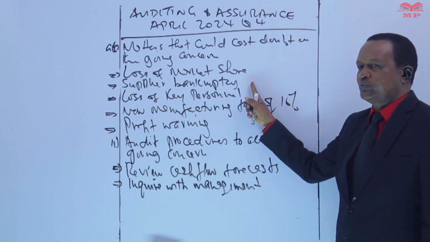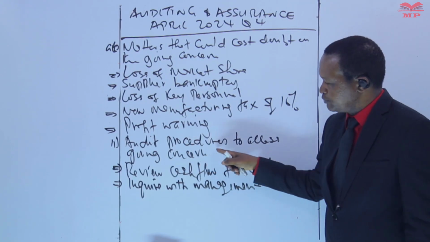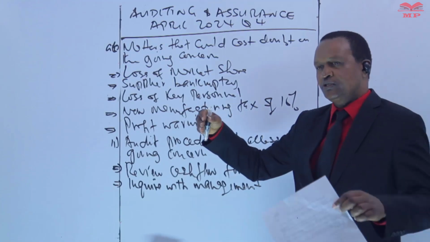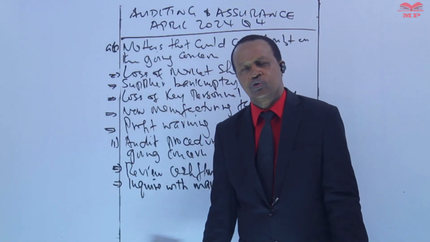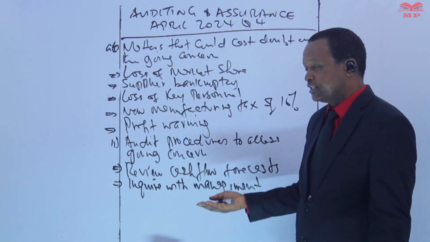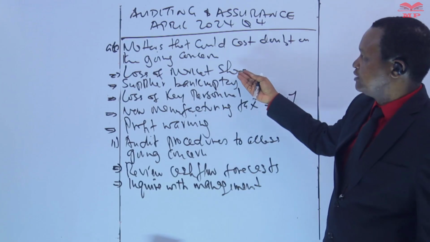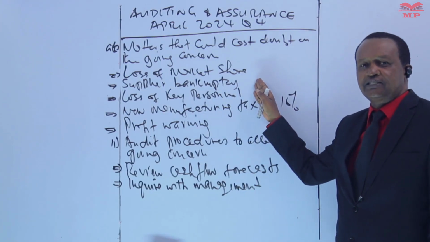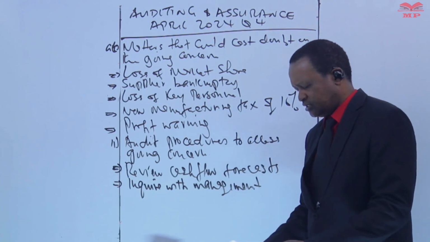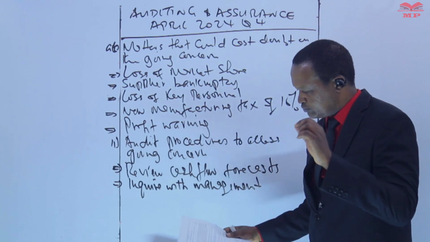So candidates, when providing audit procedures, they should be related to the case. Don't just talk about the general going concern procedures. Support these points with the case details. That's how you earn the marks. Otherwise, you may not get the marks because the question is specific to Madawa.